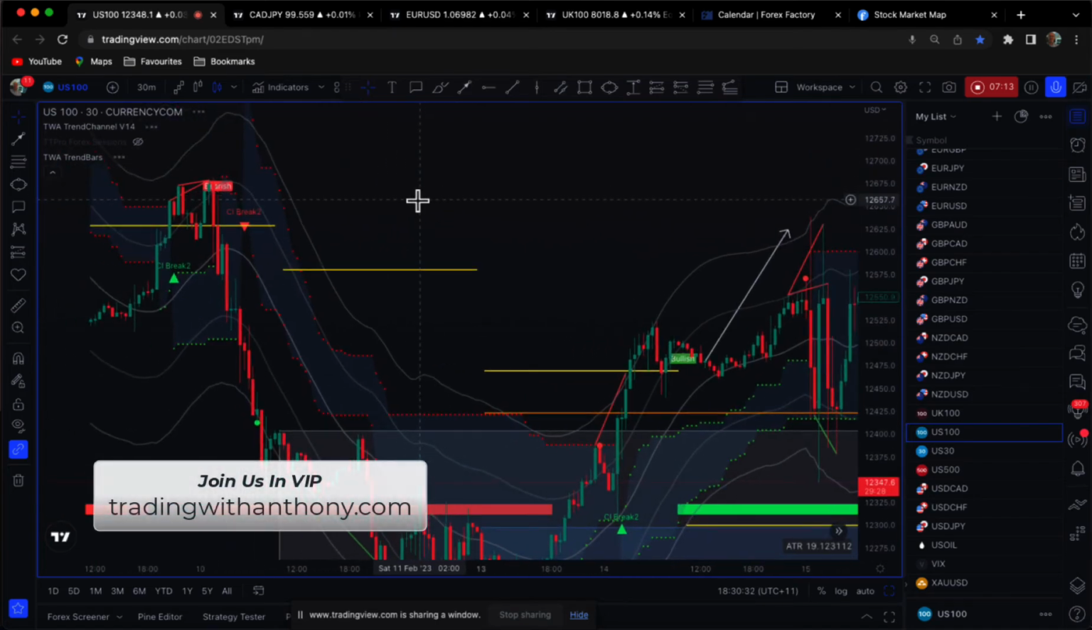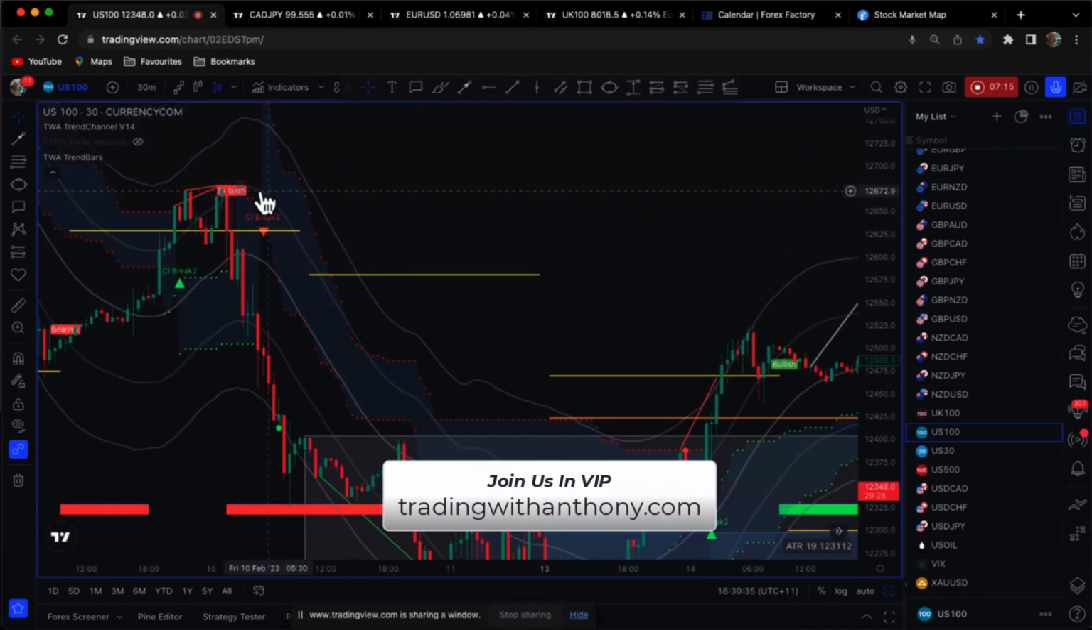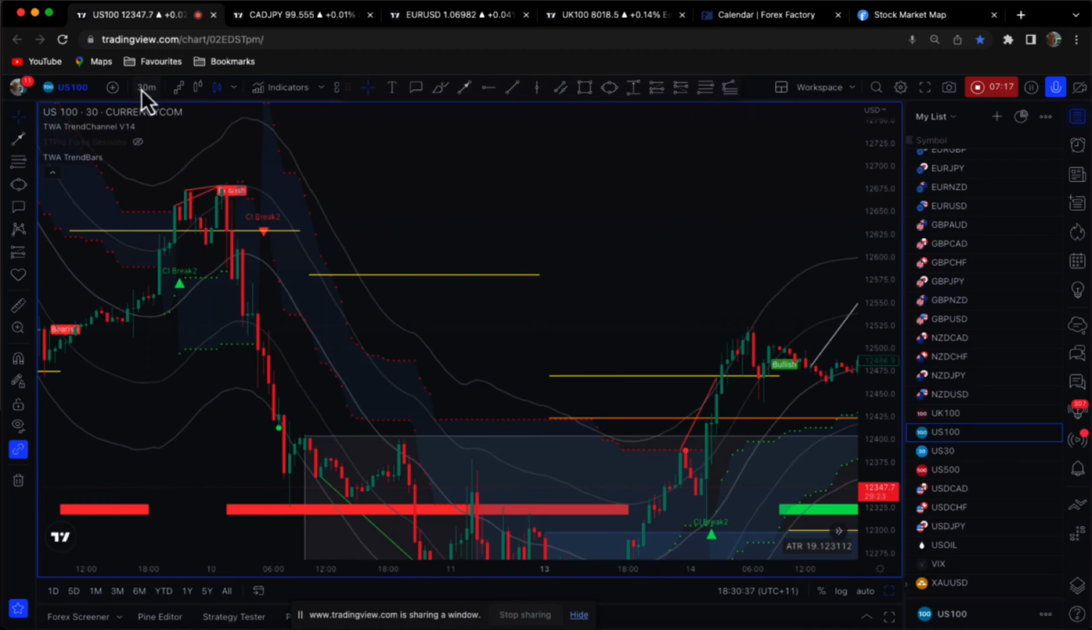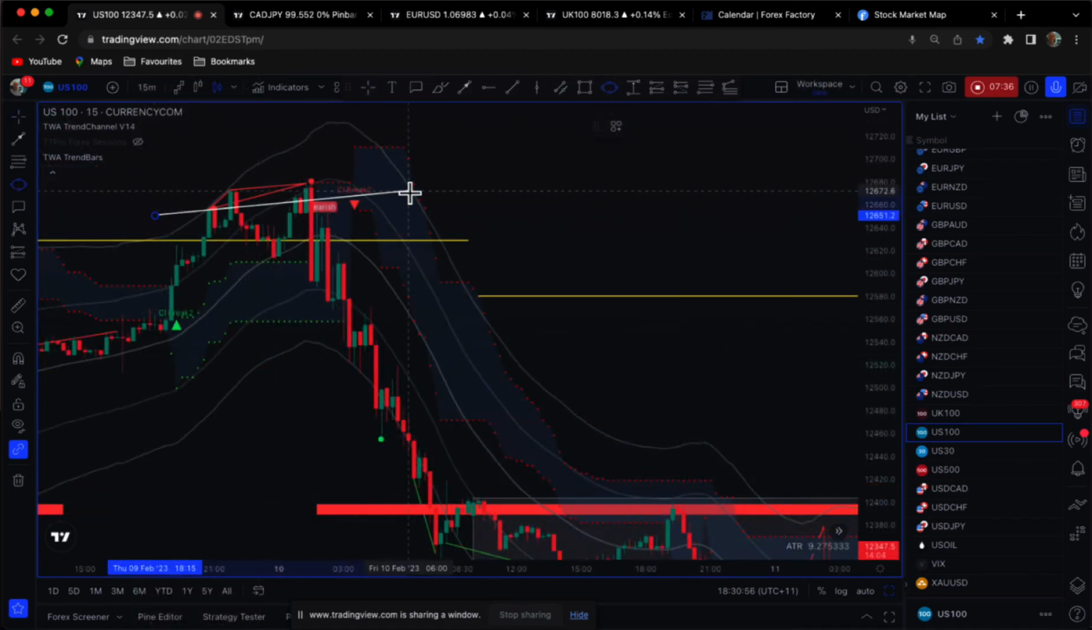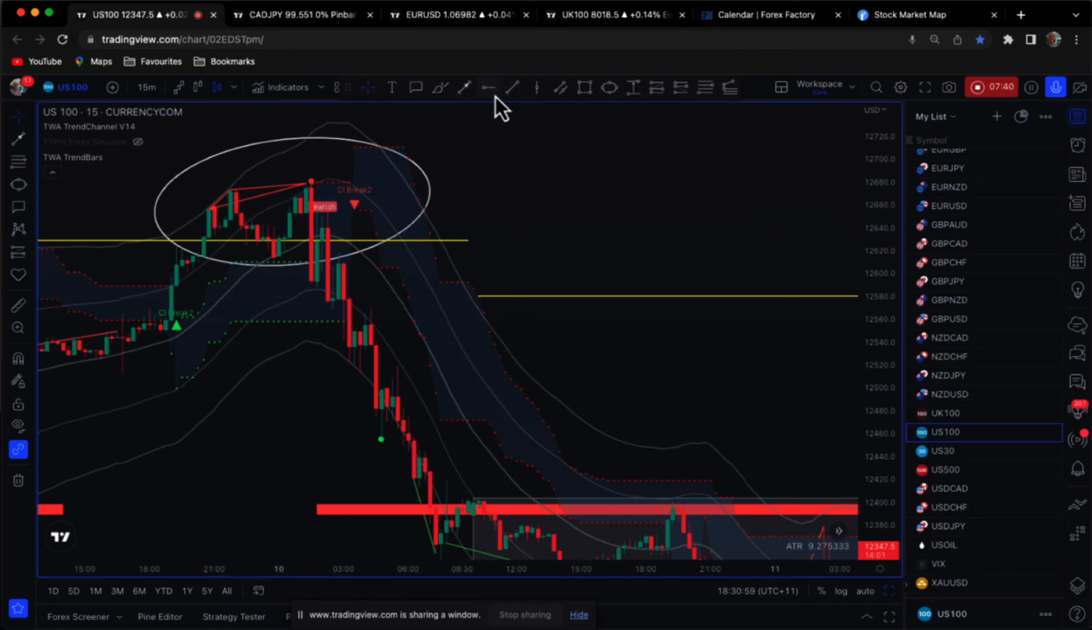Now, this is where it gets really interesting. And what I'm going to do is I'll go over to a 15-minute, and I want to show you. Have a look at this through here. So we get this signal here. It fired there. That's the bearish. It's telling us that the momentum is mainly bearish on the higher time frame.